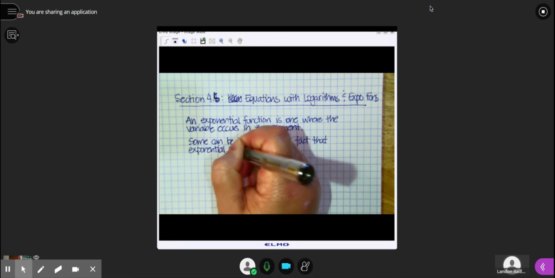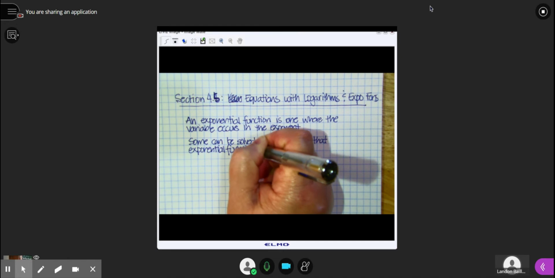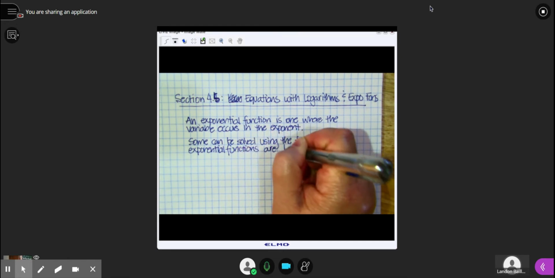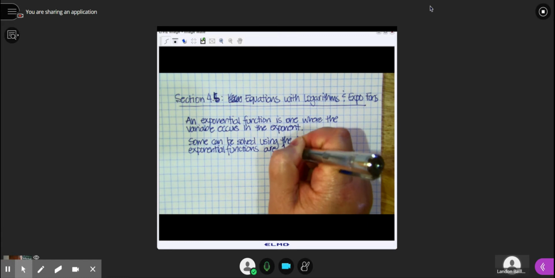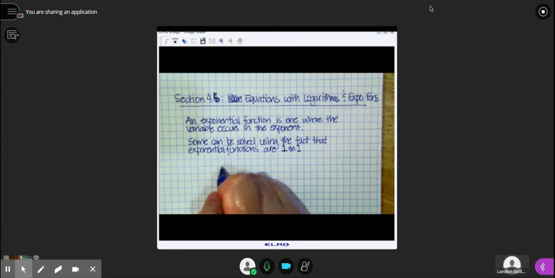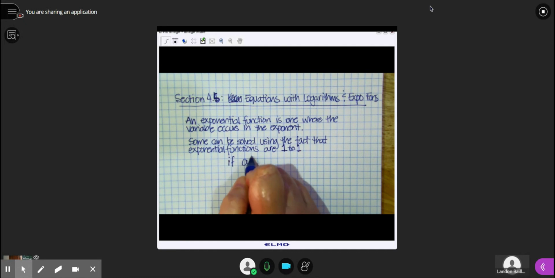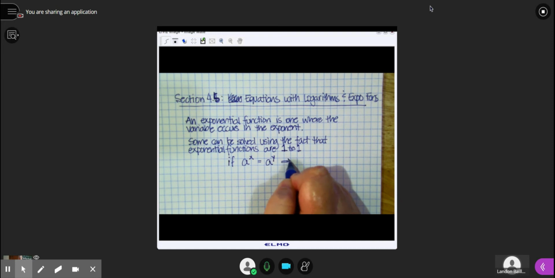We've used this quite a bit already, but to review, this means that if we have a to the x and we know that that is equal to a to the y, then we can say that x has to be the same as y. We have used this quite a bit already, but we've never really stated it. So what we're going to do today is start using some of these.